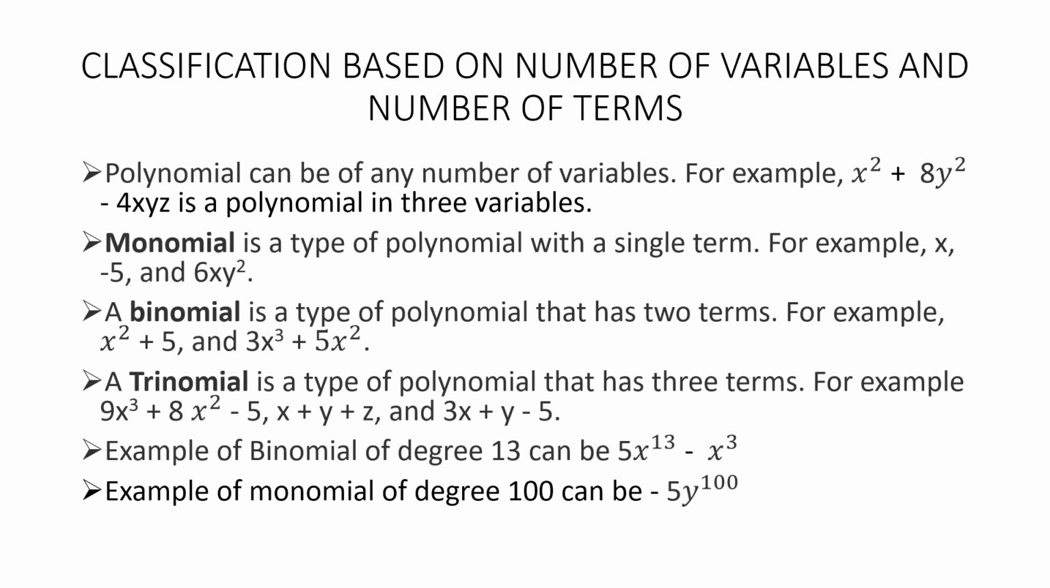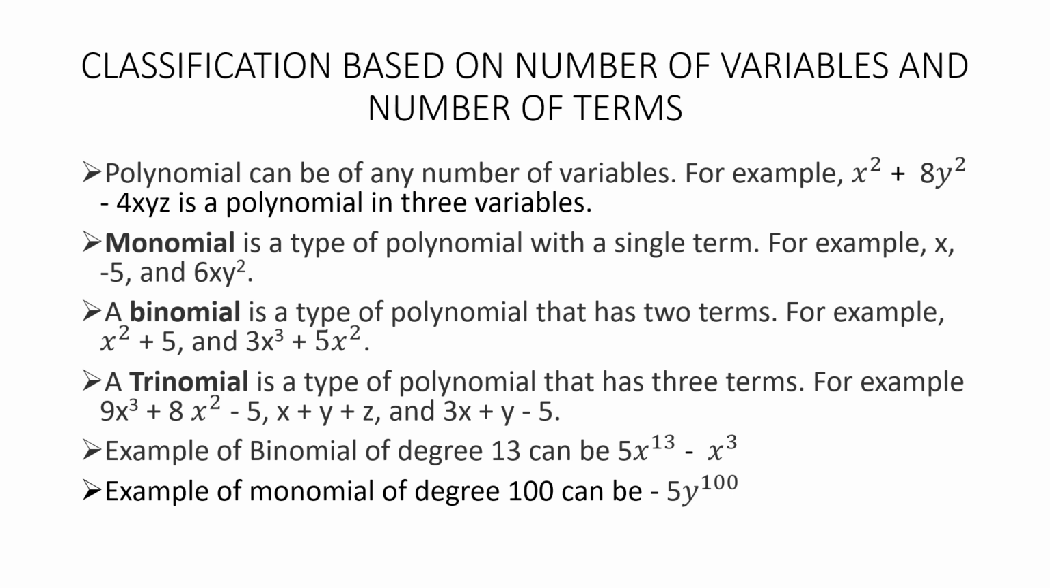A binomial is a type of polynomial that has two terms. For example, x square plus 5, 3x cube plus 5x square and so on. A trinomial is a type of polynomial that has three terms. For example, 9x cube plus 8x square minus 5, x plus y plus z, 3x plus y minus 5. All these are having three terms.